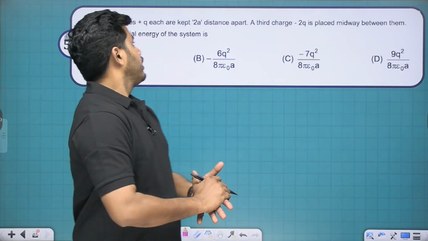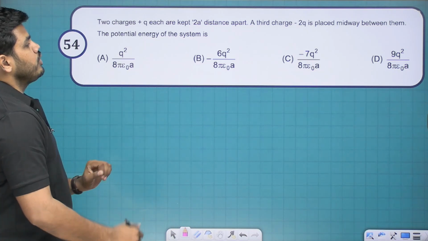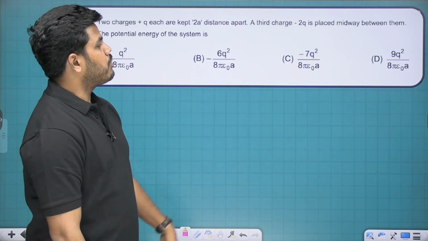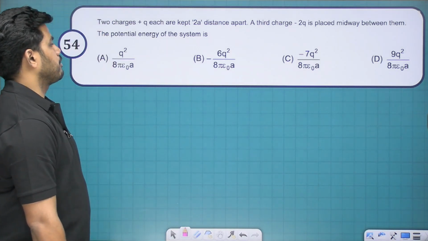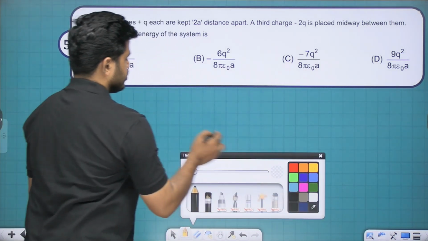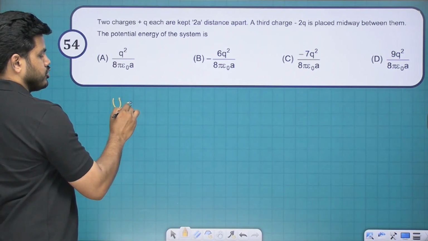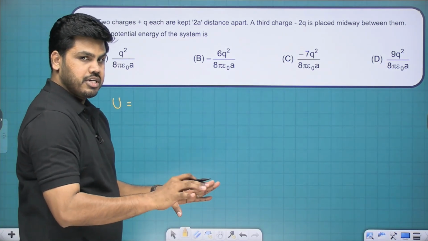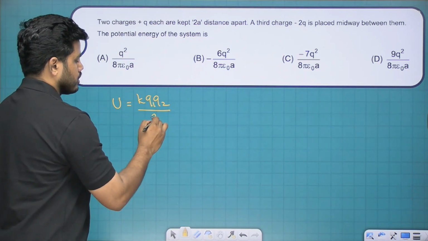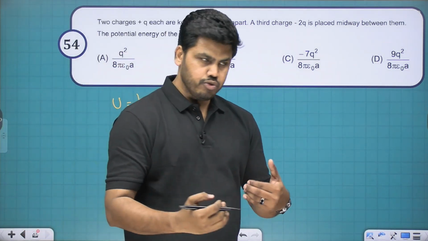Question number 54. Two charges plus Q each are kept a distance apart. A third charge minus Q is placed midway between them. Potential energy of the system. We know the potential energy of a pair of charges. That's a very basic equation, right? K times Q1, Q2 by R, where R is the distance between the two charges.